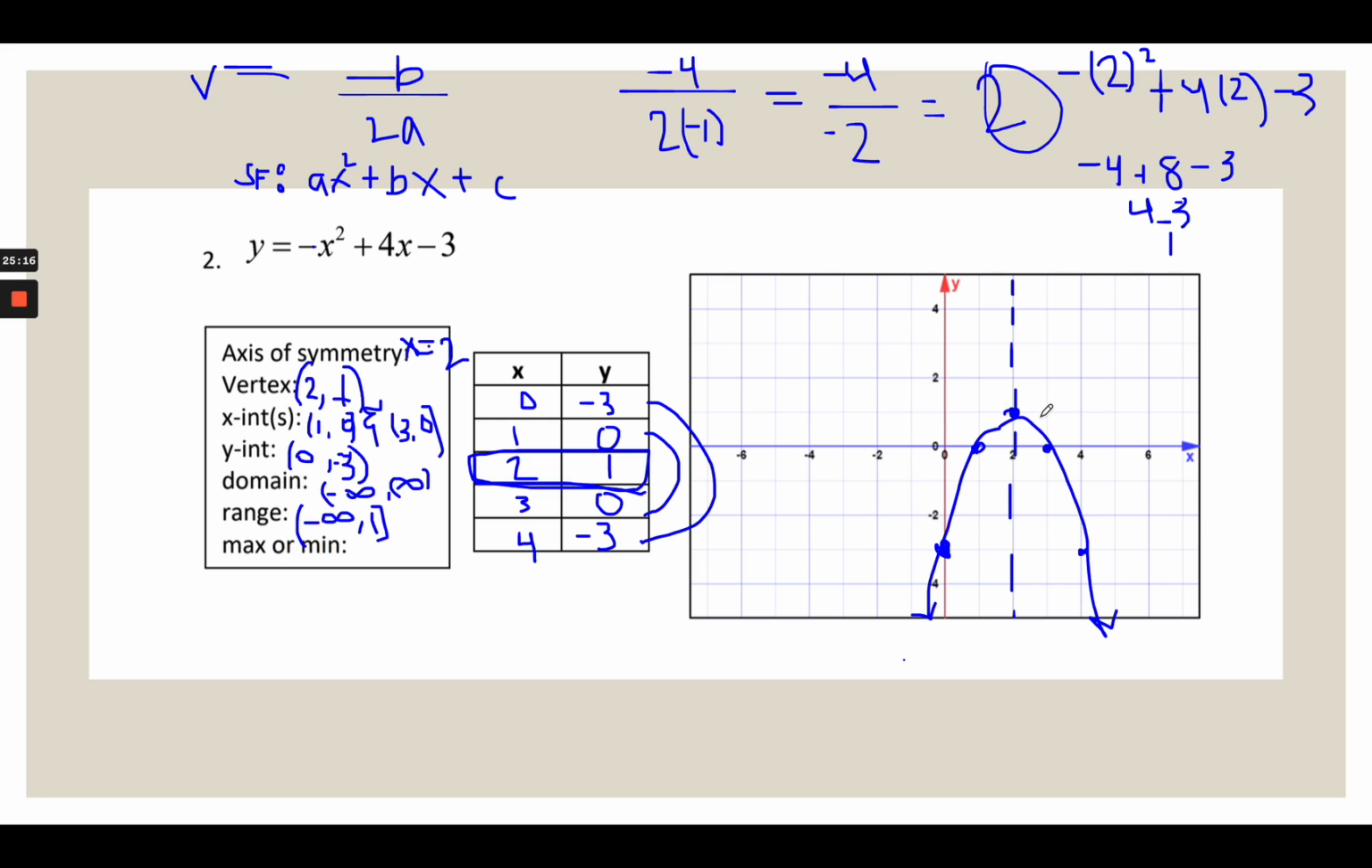Is this a max point or minimum point? Well, it's the maximum because this is the highest point on the graph, so it's a max.